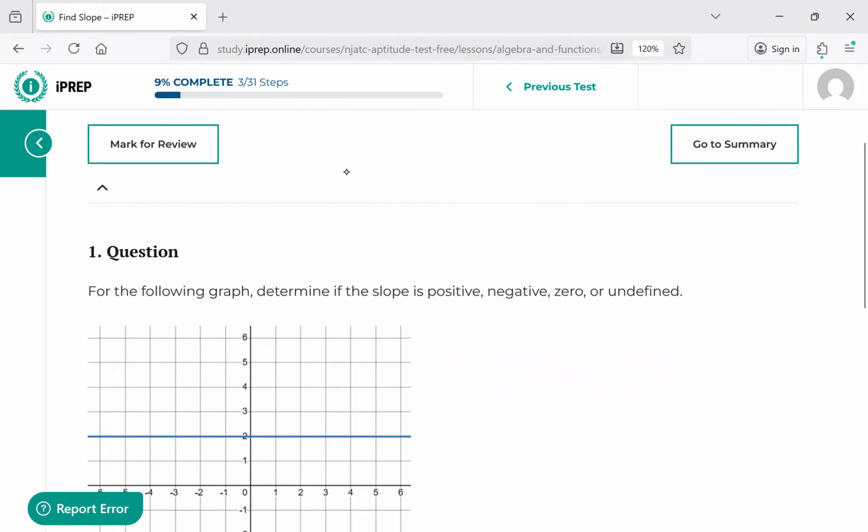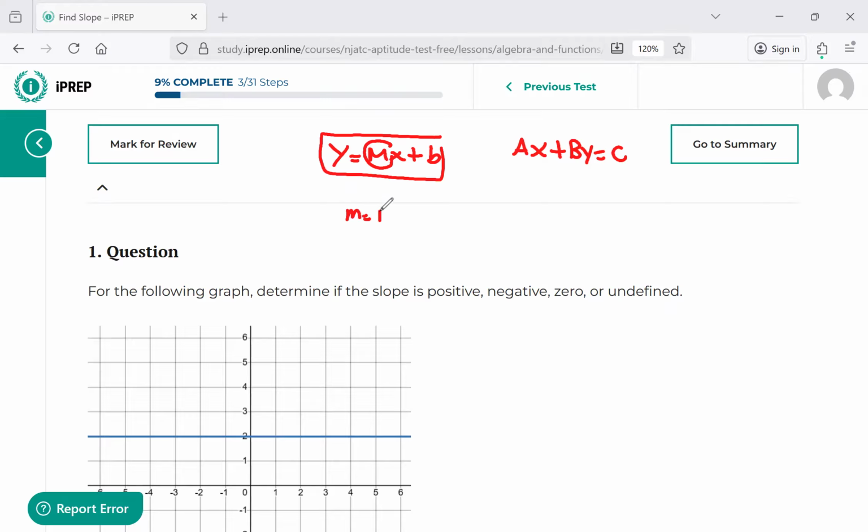So wait, let me re-explain. This is a typical form of a linear line, y equals mx plus b. There are other forms. There is standard form, right? There's point slope form, but usually we start with this form. And if you have it in this form, you can easily find the slope. And the slope can be expressed as the m is the rise over run.